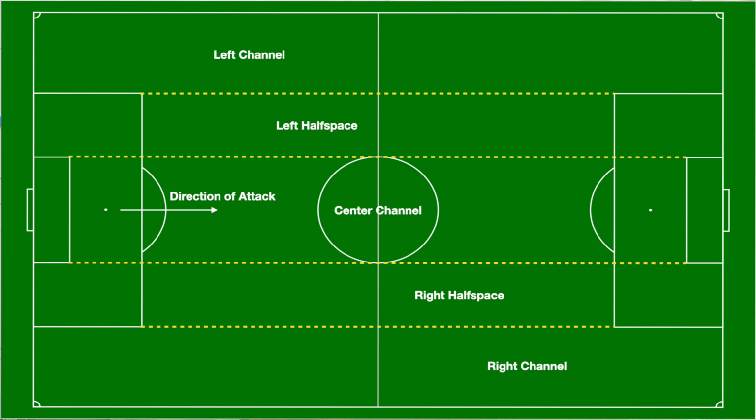Taking a look at the field from left to right or from goal to goal, you can see here that we've broken up the field into 5 channels. Really, there's 3 channels. There's the left, the right, and the center, depending on which way you're facing. Then we take that center channel and we split it up into what's called the half spaces. And we'll talk about that in a moment.